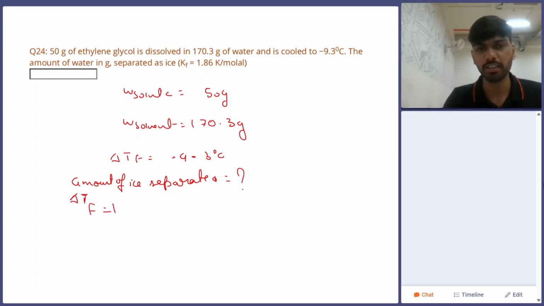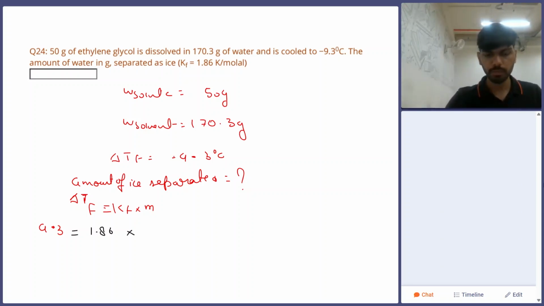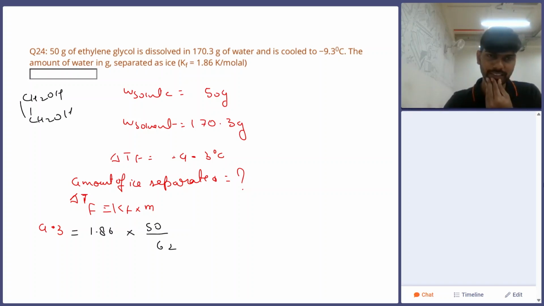Depression in freezing point, delta TF, is equal to KF into m, molality. This is given 9.3, so 9.3 is equal to the KF value, which is given, 1.86, into 50 upon 62. 50 grams of ethylene glycol, molar mass of CH2OH and CH2OH: 24, then 32, 56, and 2 more, 62 is the molar mass of ethylene glycol, into 1000 upon the weight of solvent.